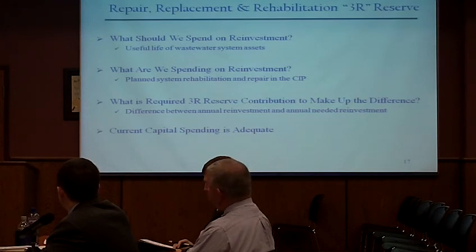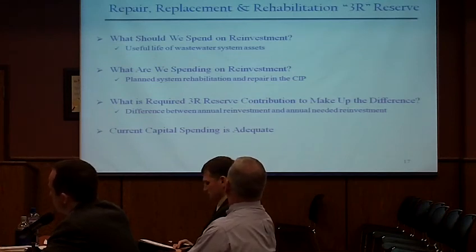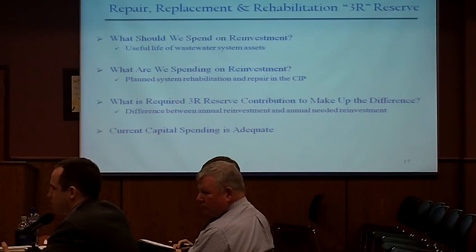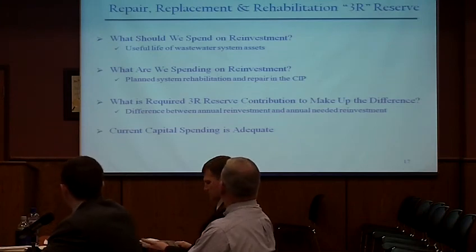And then we look at what we are planning on spending. So back to that CIP slide, what are those projects that are going to be spent? If there's a difference between what you should be spending and what you are spending, then we would say, okay, you contribute something to a reserve to maintain that. What we've found in the model is that your current capital spending is adequate, and so what we're showing there, again, is no contribution to this reserve either. So again, this is not adding cost.